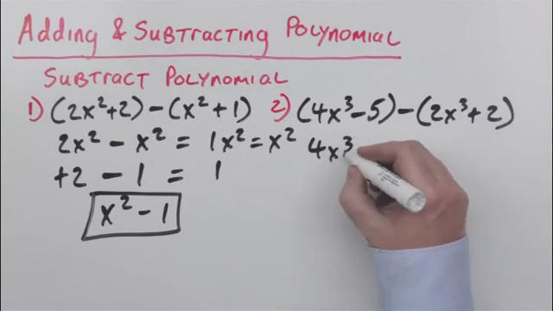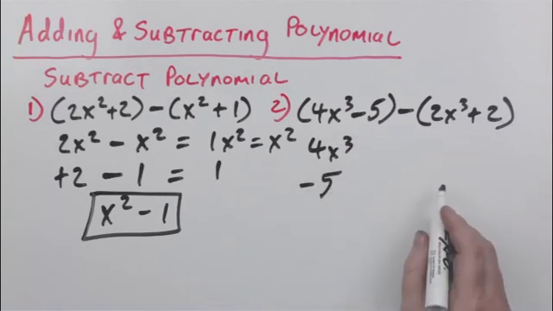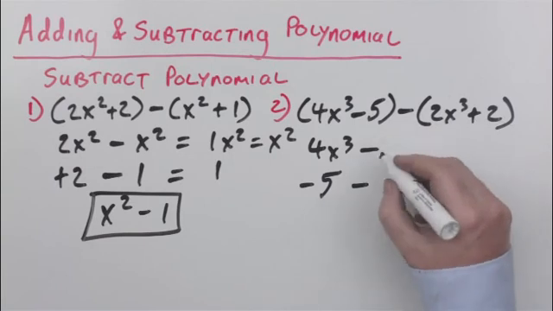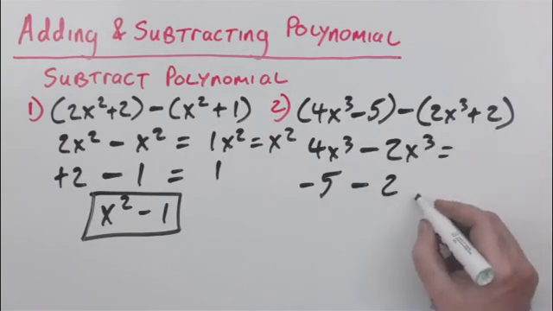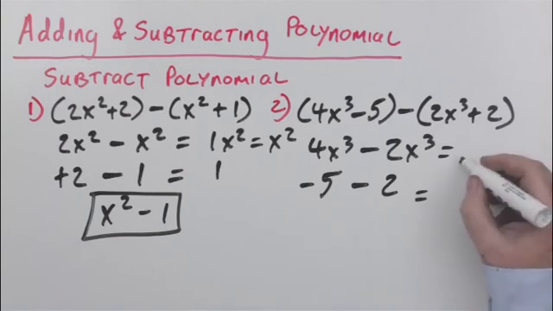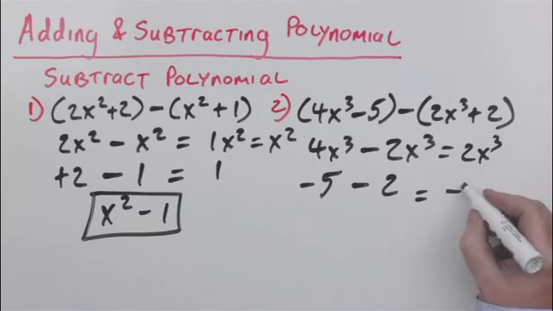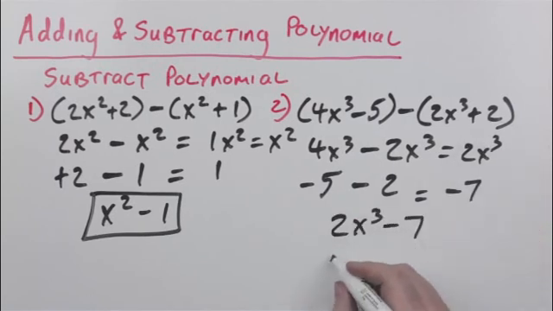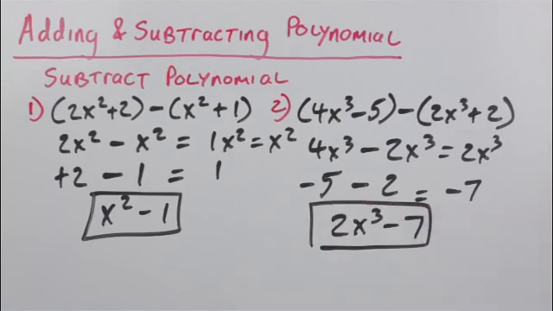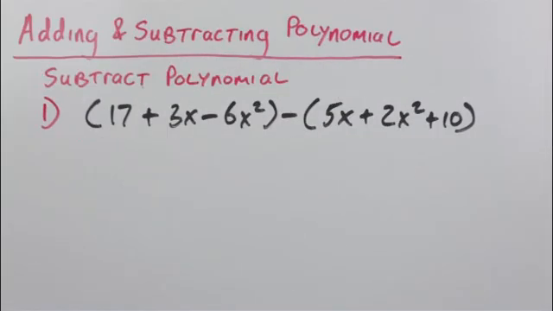So 4x cubed minus 5, and put a negative sign in the middle. 2x cubed goes with the 4x cubed and the constant 2. So that would be 2x cubed. And then we have negative 5 minus 2 is negative 7. So it's 2x cubed minus 7. Great. Let's look at one when we subtract trinomials.